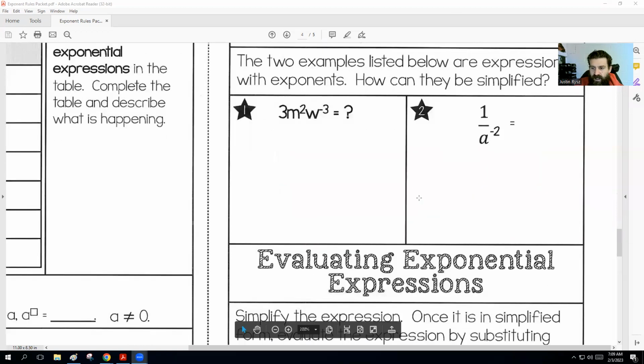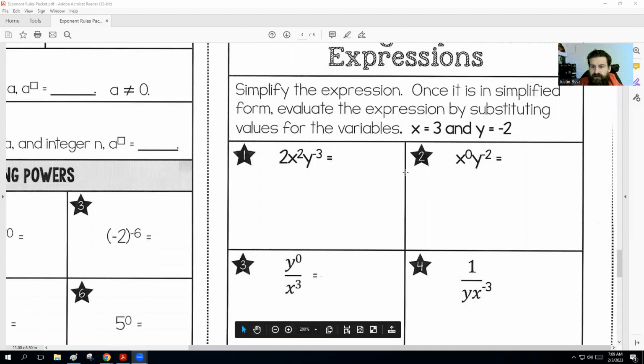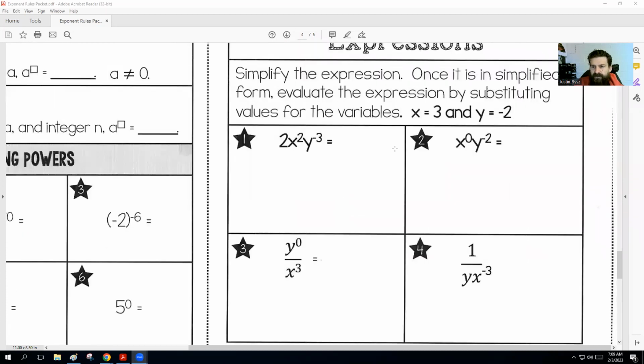And then the next is to evaluate. We're going to reduce this, and then we're going to plug in some numbers. So this next problem, we're going to figure out what all these equal. But what we should probably do first is simplify. So let's rewrite this: 2x squared y to the -3rd. The 2x squared is going to stay on the top, and y to the 3rd is going to go on the bottom. Since it says evaluate, let's plug in 3 for x and -2 for y.